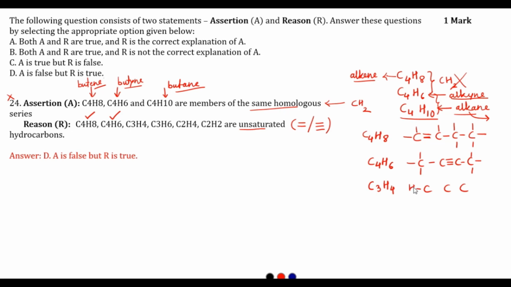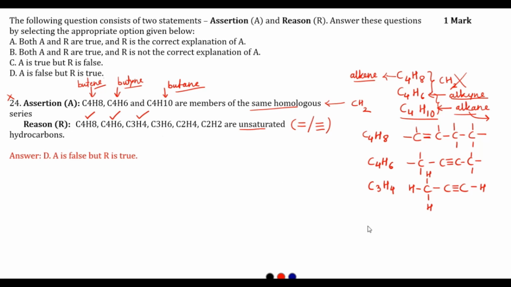So 1, 2, I will write it here 3 and then I'll write it here 1, 4 over. Now see, this carbon should have one bond here. This carbon I will write 3 bonds. So valence check, balance, balance, balance. So this is also unsaturated.